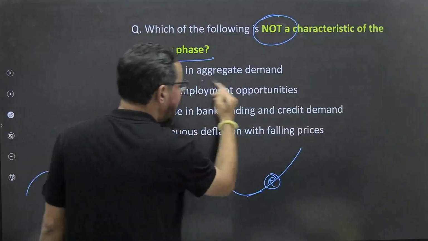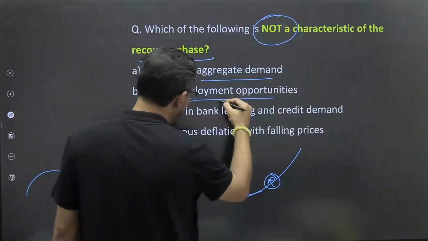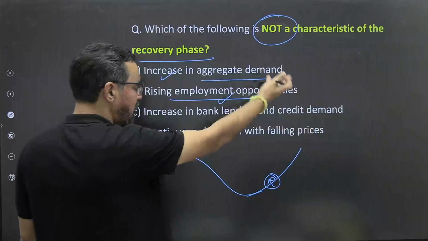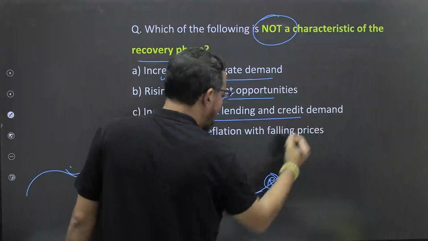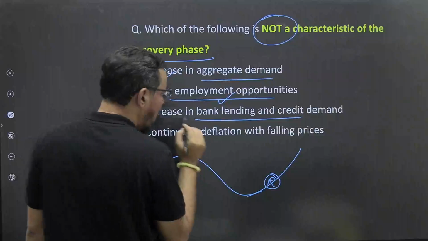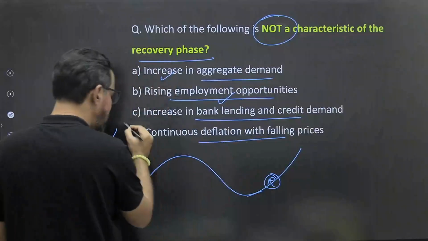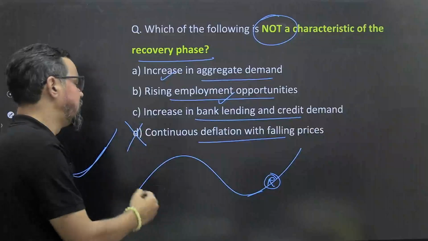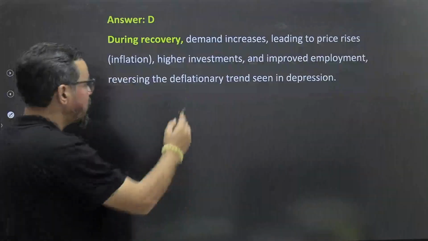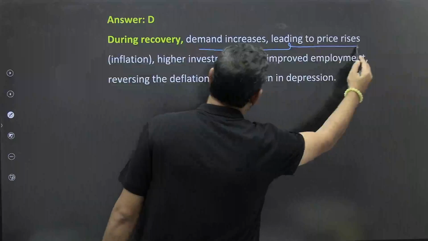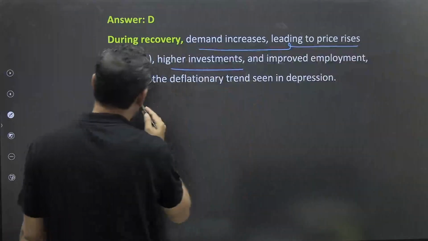So the aggregate demand will start rising. Rising employment opportunities, yes, it will increase employment. As the demand increases, employment will also increase. Increase in bank lending, obviously this will also happen. Continuous deflation and falling prices, no. Prices will also increase. That means option D will be the right answer for this one. So demand increase leads to a price rise, inflation, higher investment, improved employment.